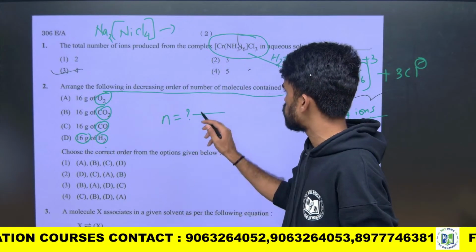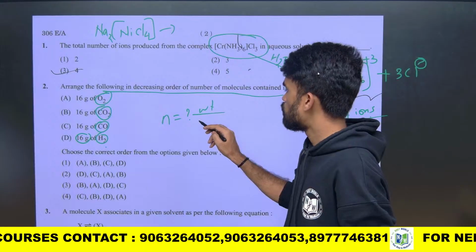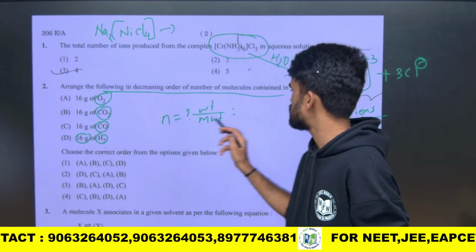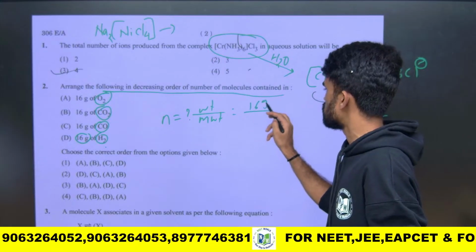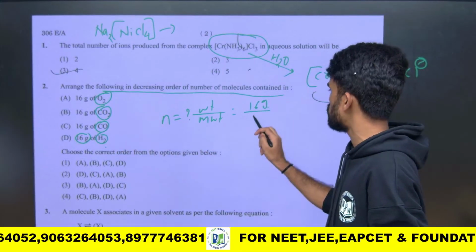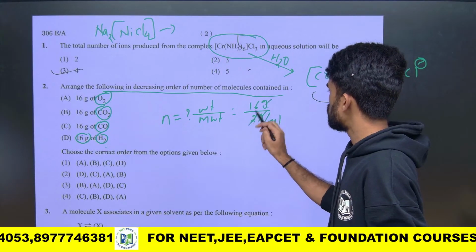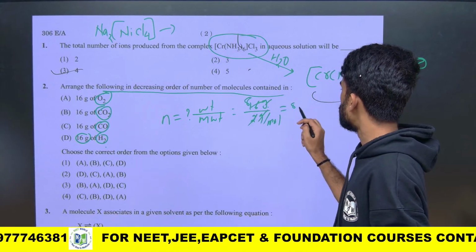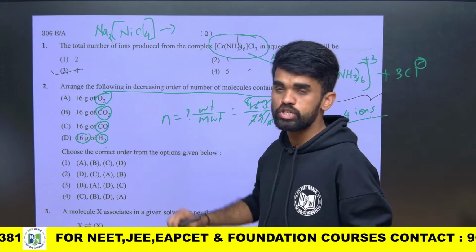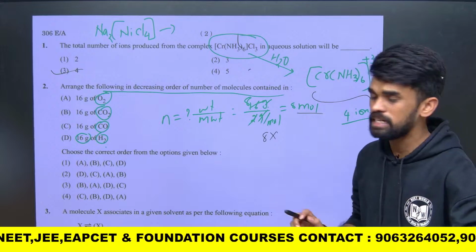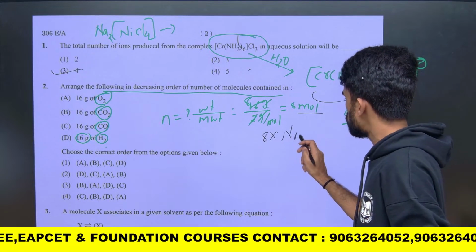Number of moles equals the given weight divided by the gram molecular weight. What is the given weight? 16 grams, right? And the molecular weight for this H2 is 2 gram per mole, the gram molecular weight or molar mass. Therefore we are getting 8 moles, okay. So 8 moles of H2 is there. We can also write it as 8 into 1 mole contains Avogadro number of particles, so 8 Na.